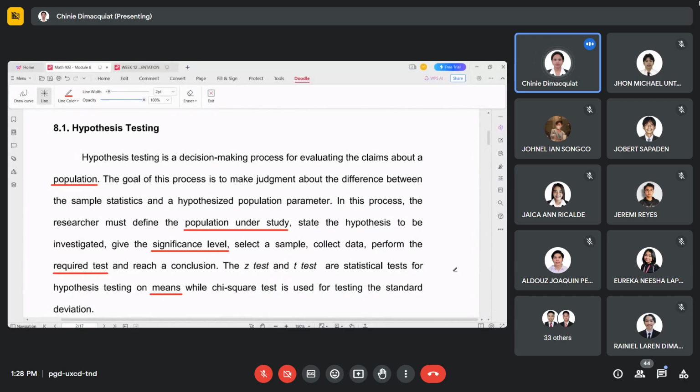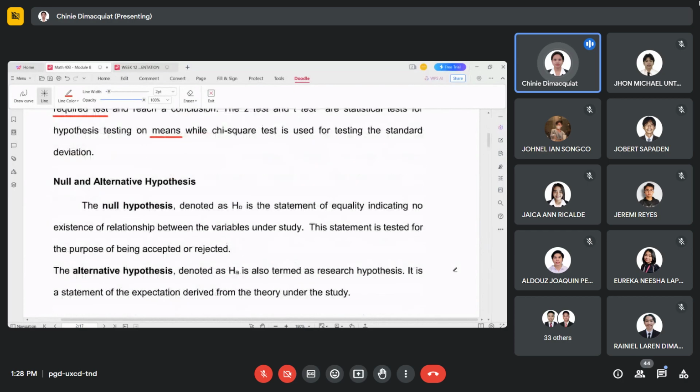Okay. So, null and alternative hypothesis. The null hypothesis denoted as H sub 0. Ito yung kanyang symbol. Kapag may nakita kayong ganyan, null hypothesis siya. It is the statement for equality indicating no existence of relationship between the variables under study. Pakinote po itong keyword na to, equality.